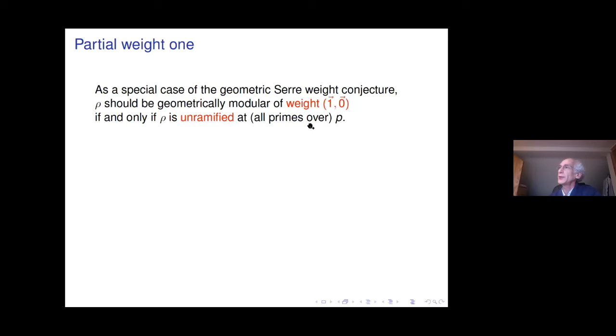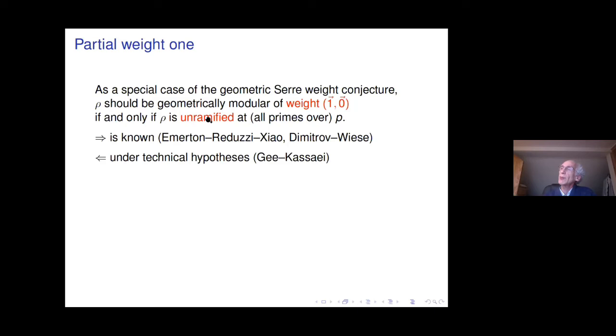And one direction, that representations arising from parallel weight one modular forms are unramified at the primes over p, was proved by Dimitrov and Visa. I think it may be assuming p is inert by Emerton, Ribet, and Chow independently. The other direction, that unramified representations arise from parallel weight one forms, is proved under some technical hypotheses on the representation by G and Kasai. Okay, so that's parallel weight one.